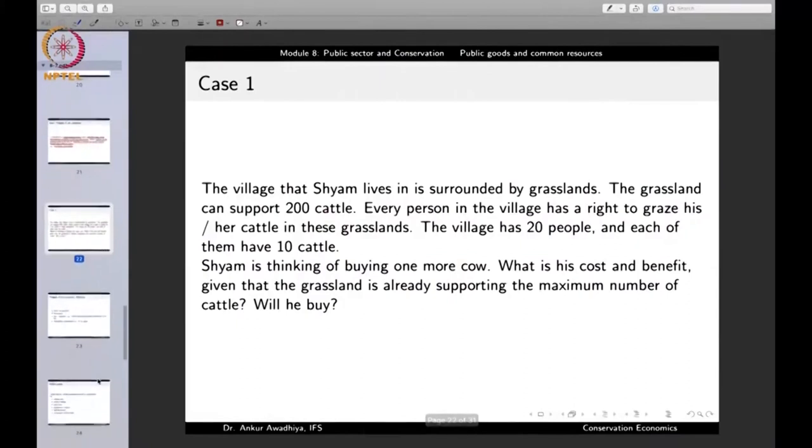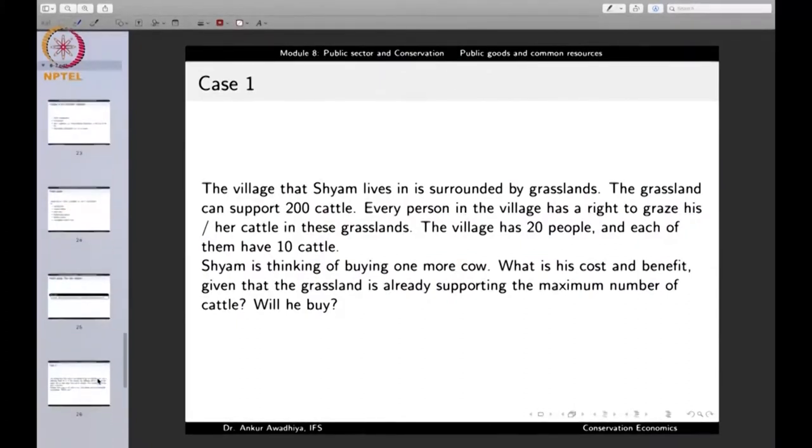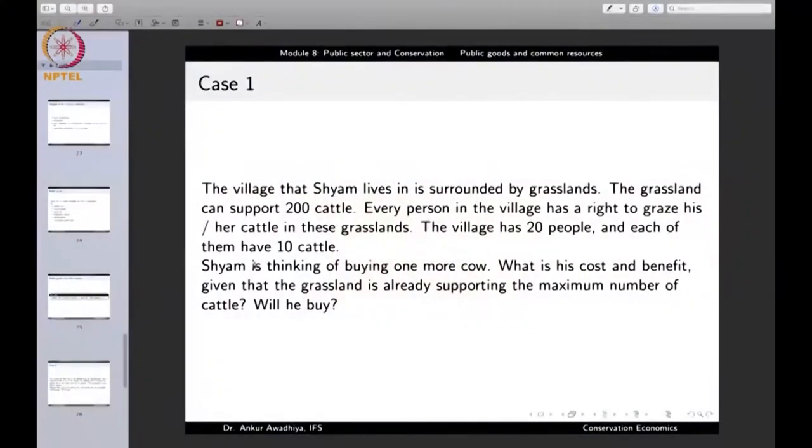And we have looked at this example that everybody in this village would want to have one extra cow. But when everybody is acting in their own self-interest through rational thinking, acting independently, they destroy the whole of the resource. So this is the tragedy of the commons.